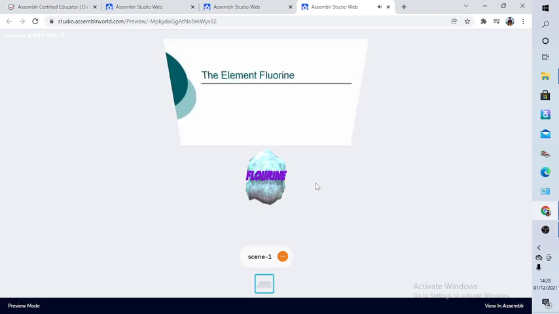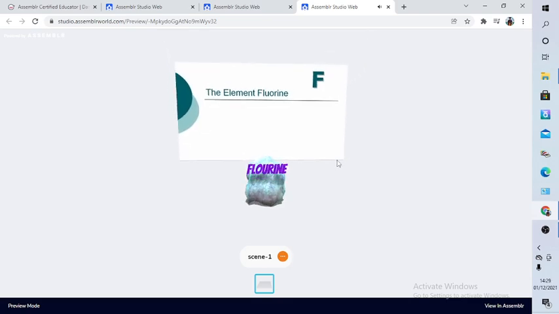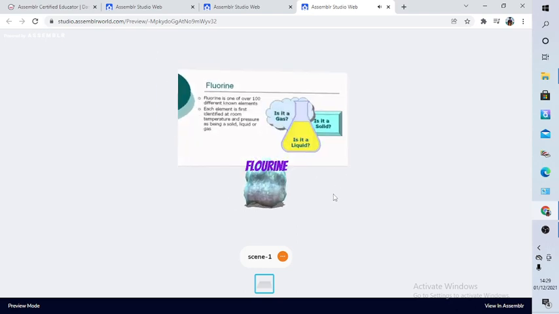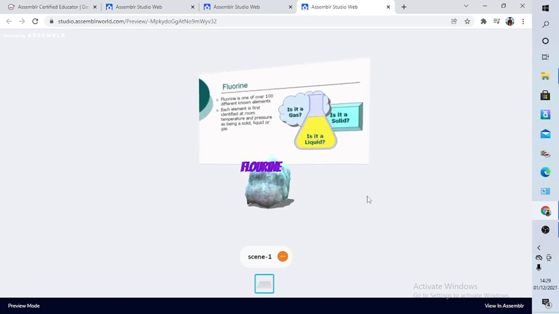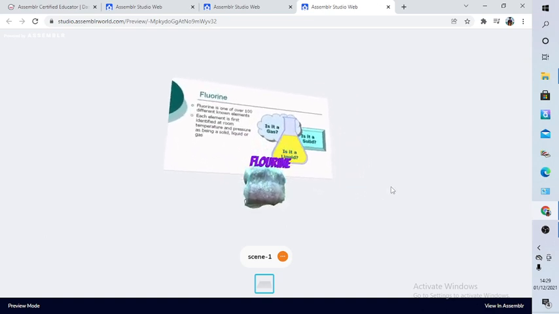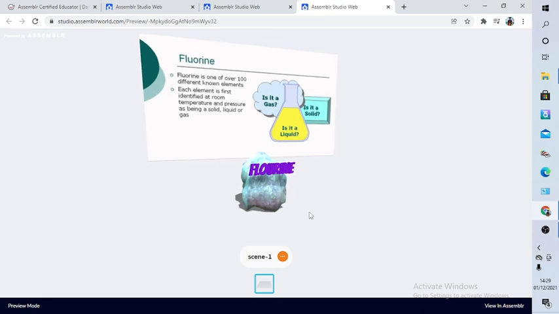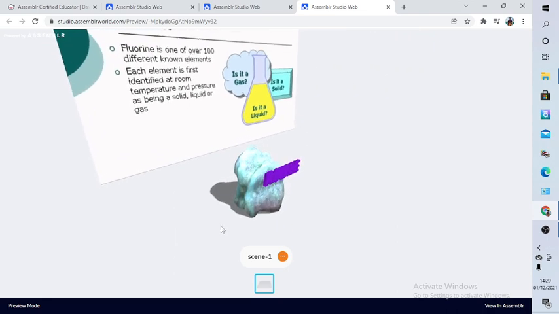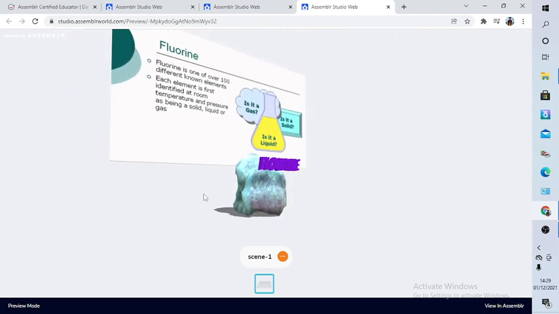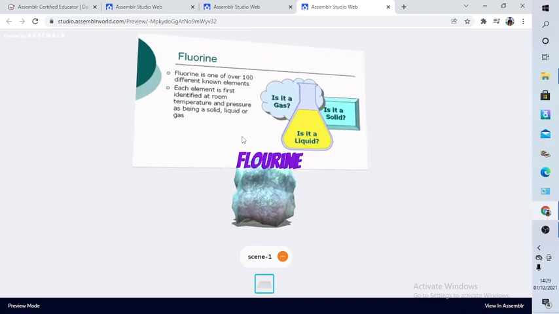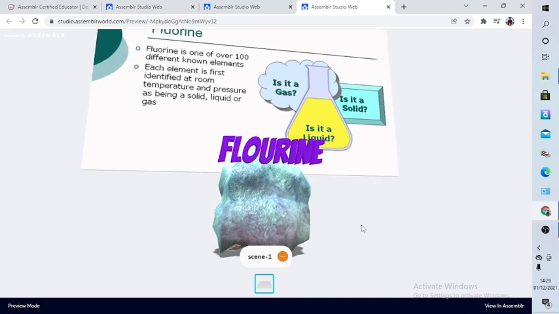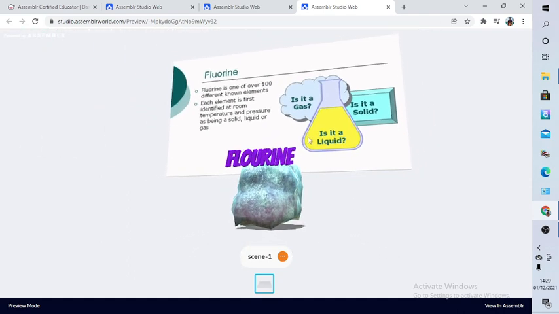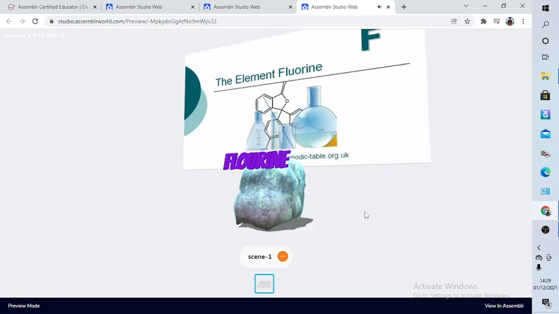This short, simple guide to the element fluorine will provide facts and information for chemistry students who are learning about the periodic table and, in particular, the element fluorine.